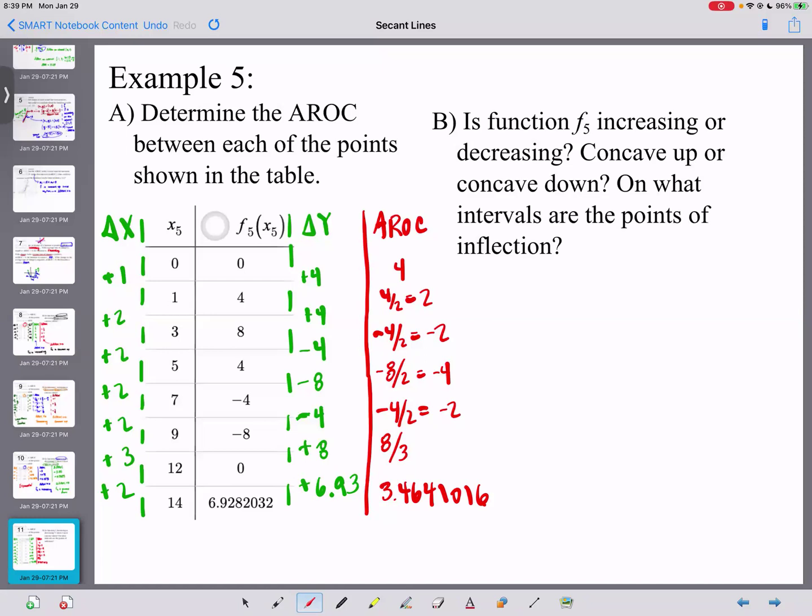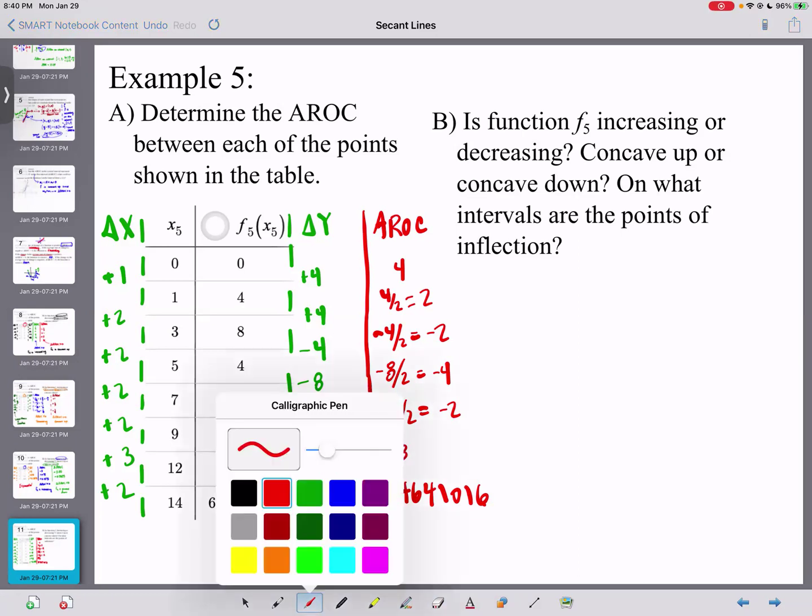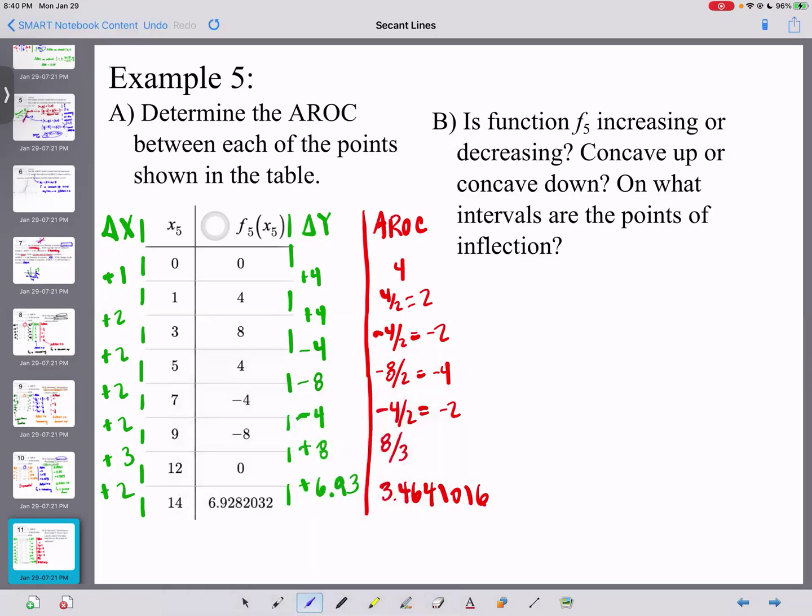Okay, this function has got a lot more going on. What can we determine about this function? When you look at its A rock, what are you noticing? Was the A rock always negative? Was it always positive? Neither. It's going back and forth.